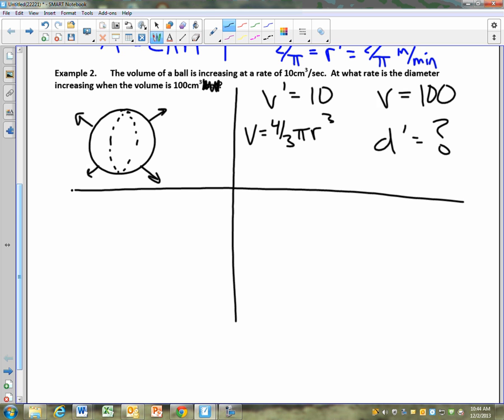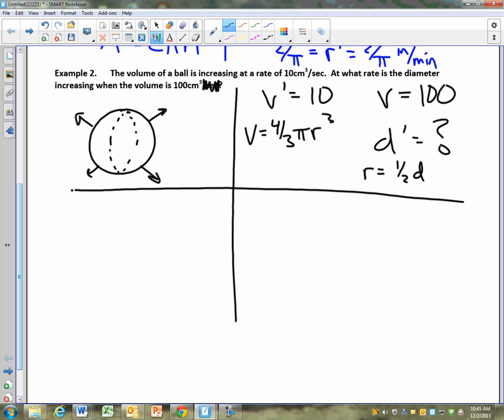Well, see, the problem is if I take the derivative of that right now, V prime equals, if I multiply by 3, I get 4 pi r squared r prime, right? We don't know the current radius, and we would end up solving for the rate of change of the radius. But I want the rate of change of the diameter. So I have to change this radius to diameter. So I have a substitution here. Radius is equal to 1/2 d.